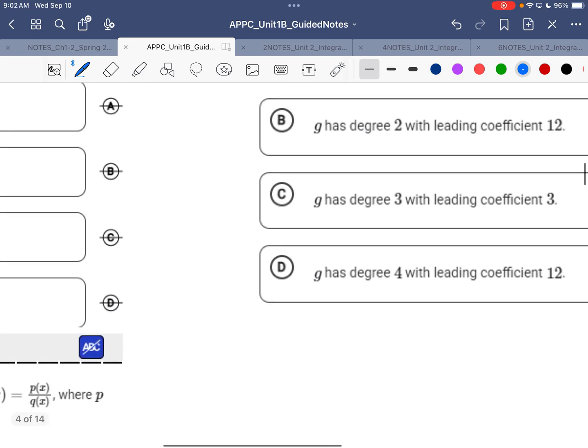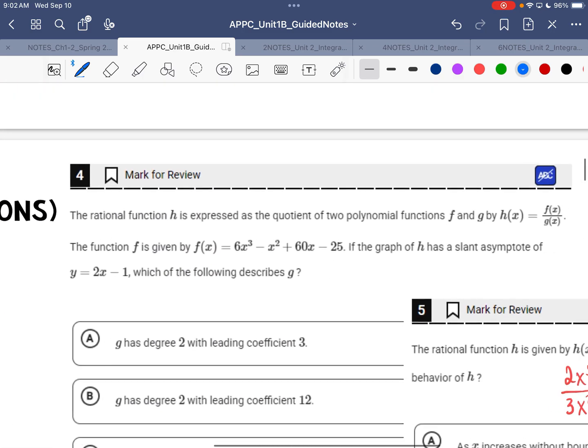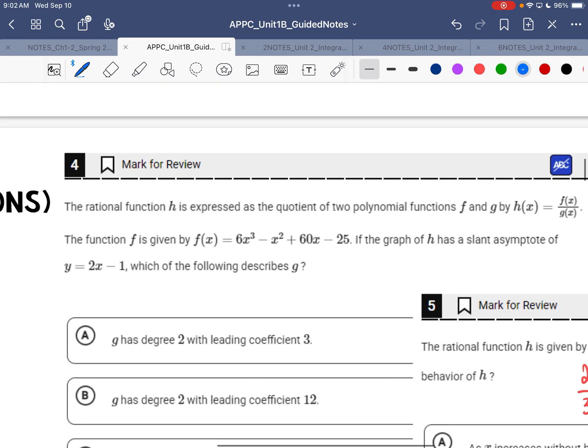Then looking at 4. Okay, on 4, we have a quotient, f over g. We know f is 6x cubed, blah, blah, blah. Slant asymptote is 2x minus 1. So f is in the numerator. The only parts we really care about are the leading coefficients of the numerator and the denominator and the slant asymptote. We haven't really discussed actually finding the equations of the slant asymptotes.